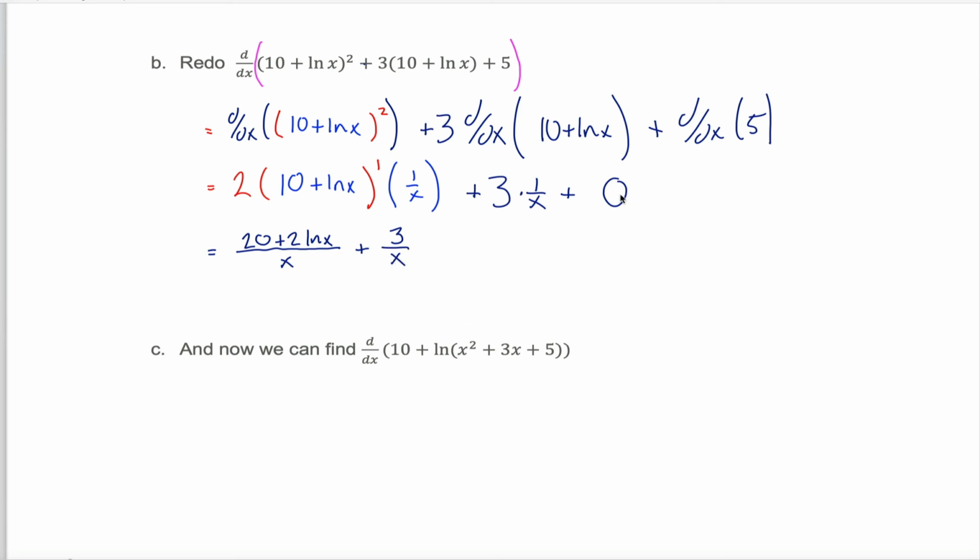And then I'm not going to write the plus 0. Yeah, I could put the numerators together because I got a common denominator. So I guess I'll do it. 23 plus 2 times the natural log of x, divided by x, is as far as I would go trying to simplify this thing. But really, this is a perfectly acceptable answer up here.